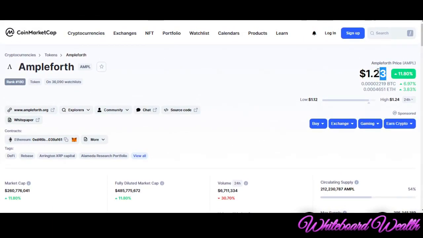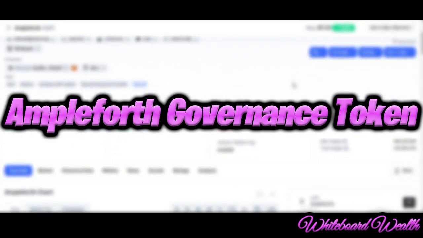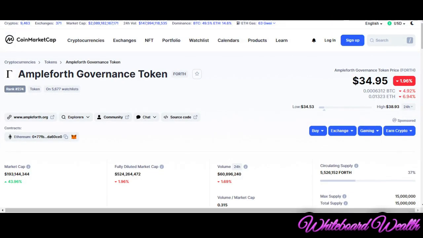Great. So now that we have Ampleforth cleared up, let's get the definition of the Ampleforth governance token. Ampleforth AMPL, a rebasing cryptocurrency protocol that claims to be a resilient building block for DeFi and traditional finance projects, has rolled out a governance token dubbed Forth.